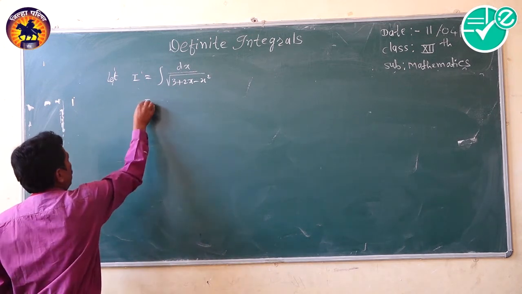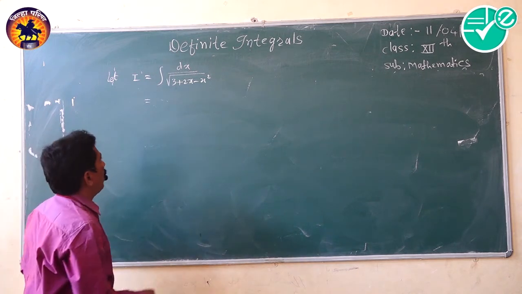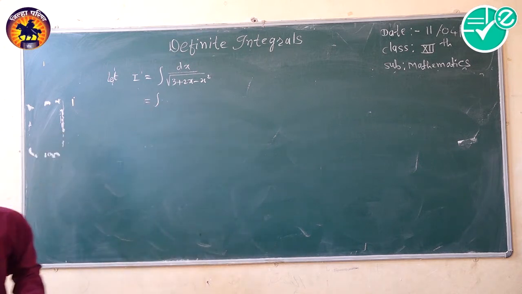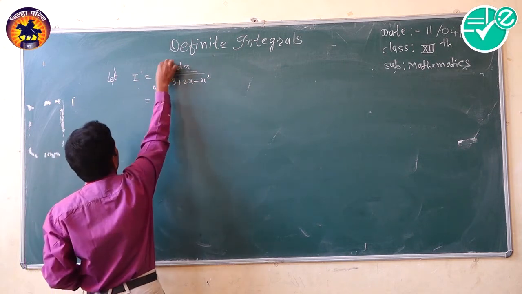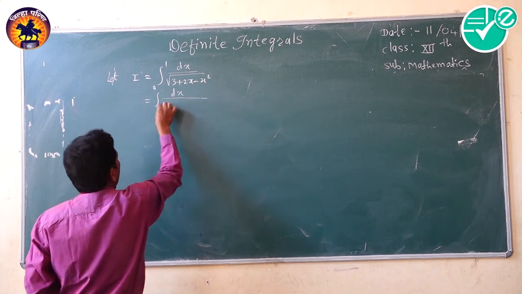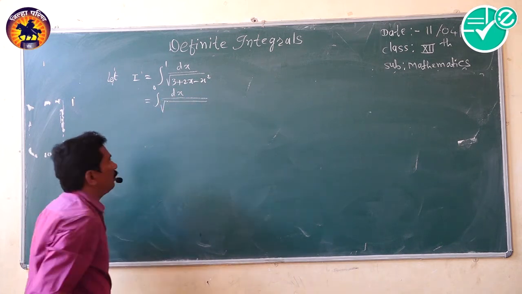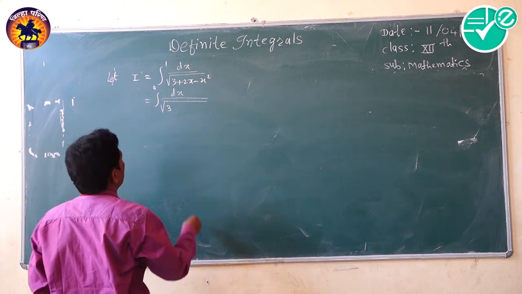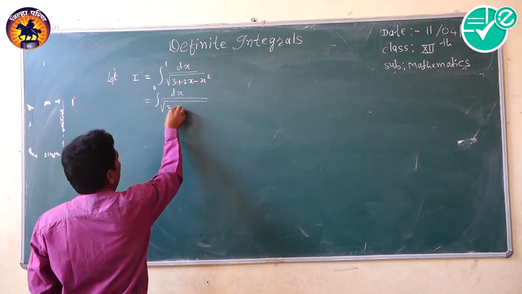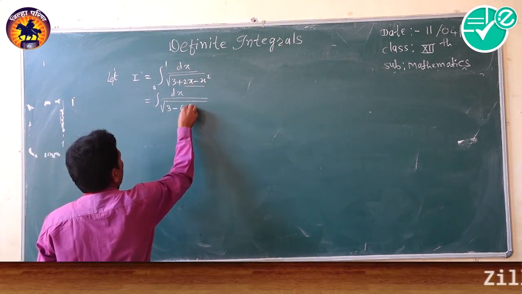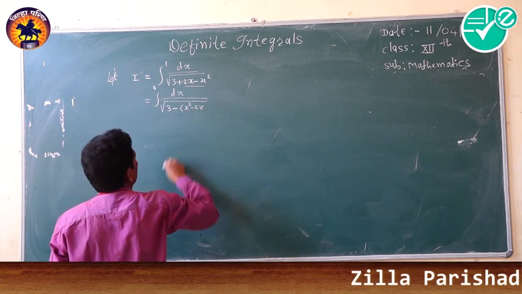This is equal to, again we have to convert this. Limits are 0 to 1, dx by under root of, now this can be written as 3, taking minus common from these two terms, that is x square minus 2x.